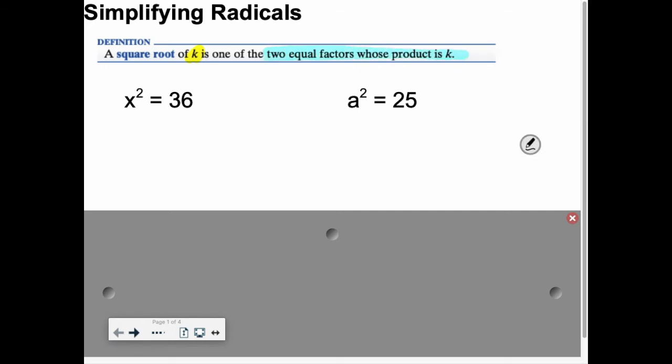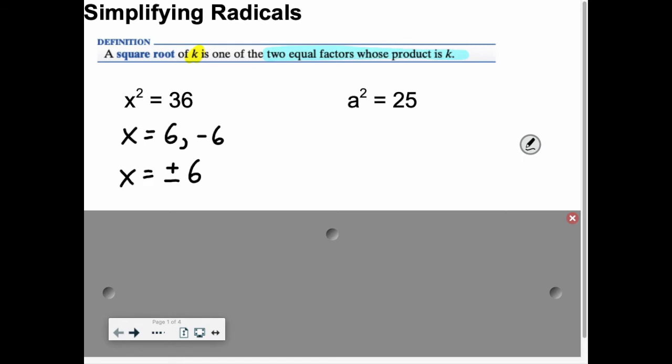So if we have x squared equals 36, well, two numbers that are the same and multiply to 36 are 6. So we can say x equals 6. Now, there is another solution, though. We know that x is equal to 6, but it's also equal to negative 6. And we can rewrite it like this: x equals plus or minus 6. That way, anyone looking at our work knows this does have two solutions.